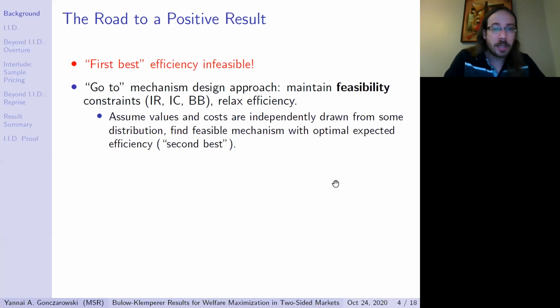In a Bayesian setting, this would be assuming that the values and costs are independently drawn from some distribution. Find a feasible mechanism with optimal expected efficiency in expectation over this distribution. This is what's called the second best mechanism. It need not be efficient for every given input, but in expectation, it's the best you can do without giving up on the three feasibility constraints, IR, IC, and budget balanced.